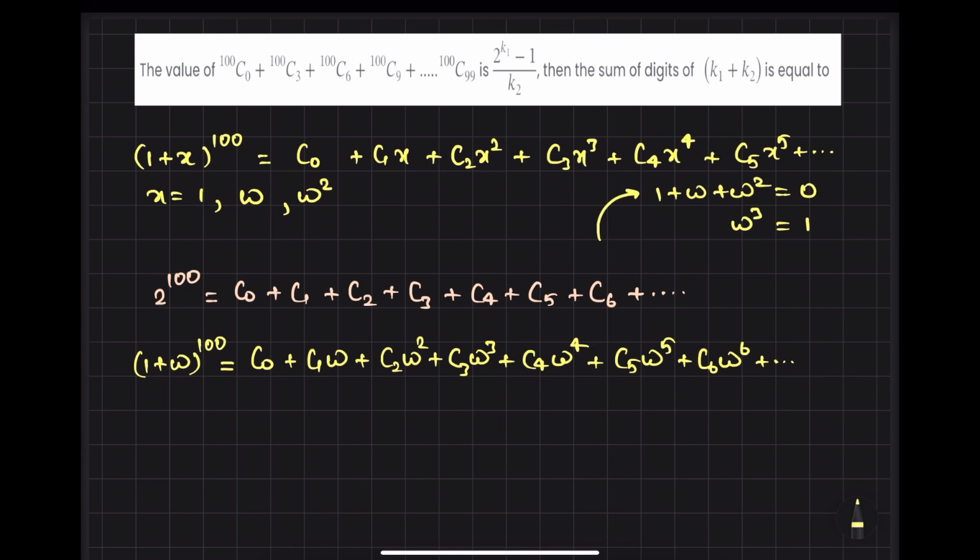Now you know that 1 plus omega plus omega square is 0. So can I write 1 plus omega as minus of omega square? Okay, so it is minus of omega square. So minus of omega square power 100 is omega power 200. Okay, the same thing we will be writing.